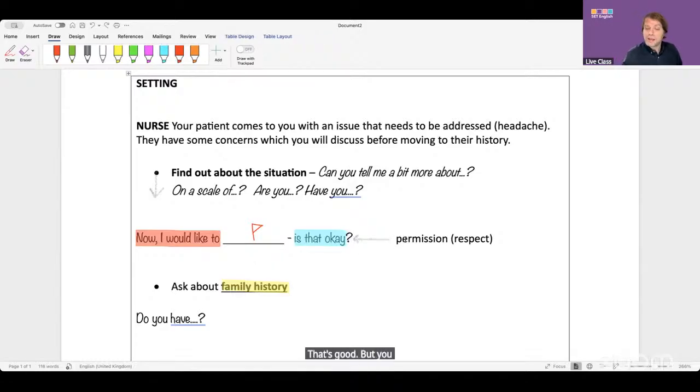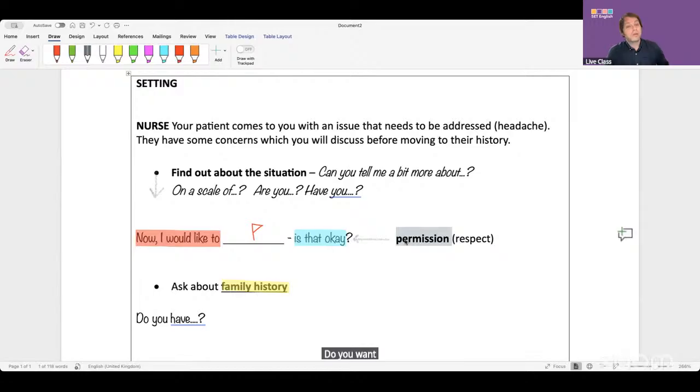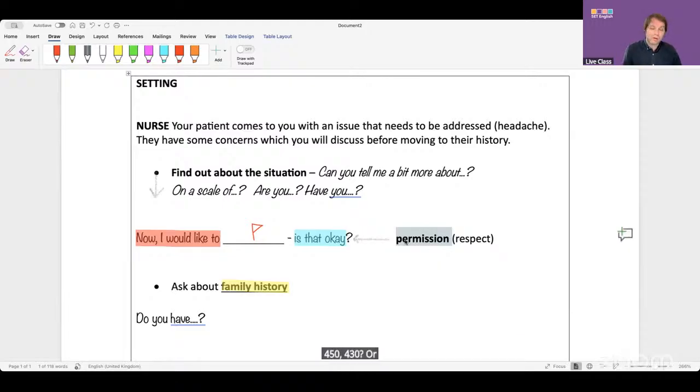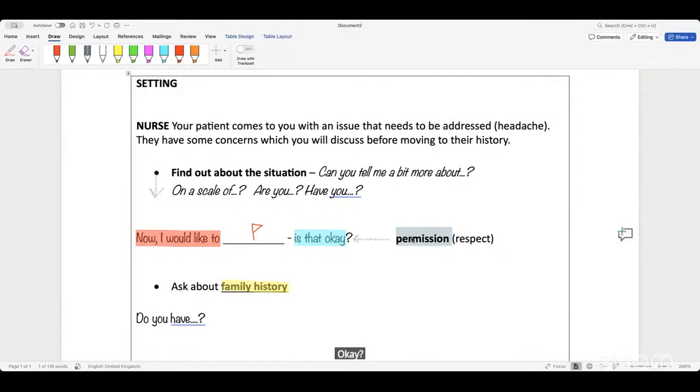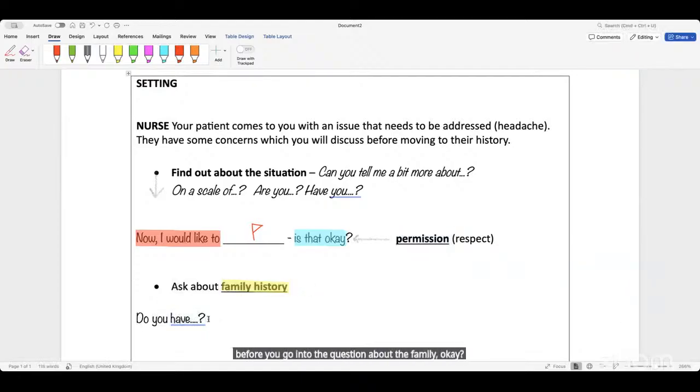But you've got to ask. It's not that you have to do it, Ruchi. It's, do you want a really good score or not? Your speaking's really good. I doubt that you will fail OET speaking. But do you want to get an A, 450, 430, or do you want 350, like a B? Right, thanks. Ask permission before you go into the question about the family. Okay. Do you want to try it again?